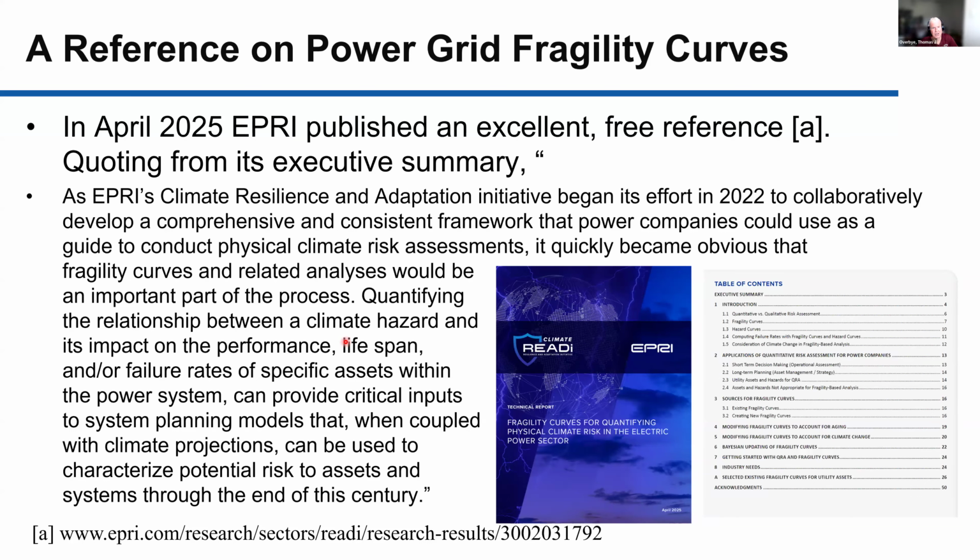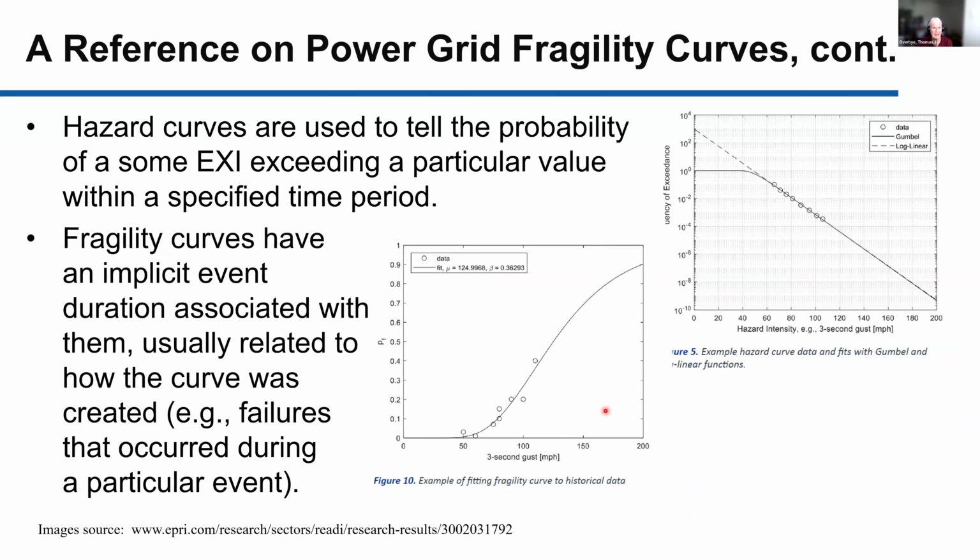As we got into fragility curves, EPRI has a really nice report. It came out in April of 25, fragility curves for quantifying physical climate risk in the electric power sector. It's a free document, so you can just go out there and get it from the website I've given there. And it tells you about modeling fragility curves for different power system components. And this is an example of one of the fragility curves there and how they're getting the data.